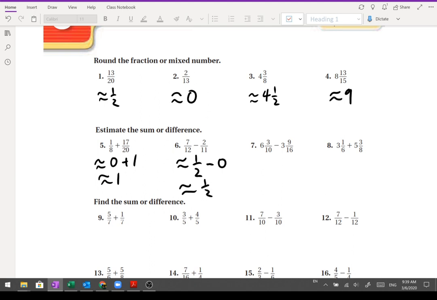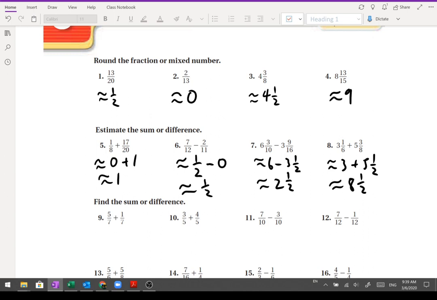Then we have 6 and 3/10. I would say that's close to 6. And then 9 out of 16, I would say that's closer to halfway, closer to 8 out of 16. So that's minus 3.5. So the approximation would be 2.5. So 6 minus 3.5 is 2.5. And then lastly, we have 3 and 1/6 plus 5 and 3/8. So 3 and 1/6 is close to 3, and then 5 and 3/8 is close to 5.5. So 3 plus 5.5 is approximately 8.5.